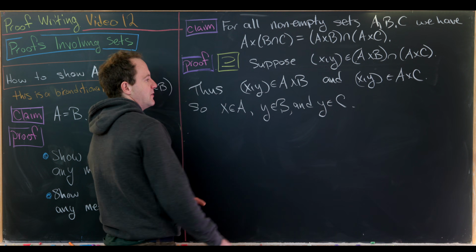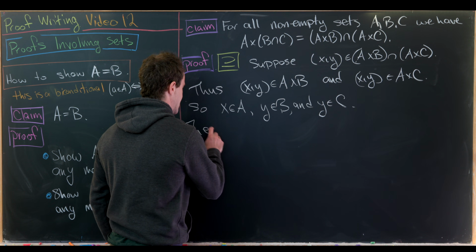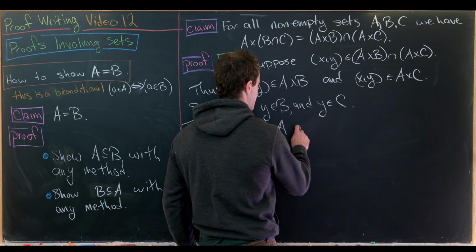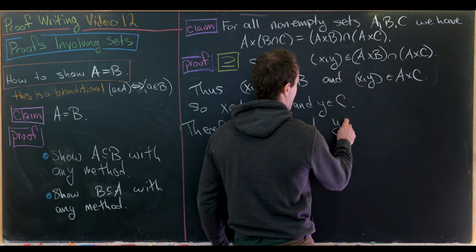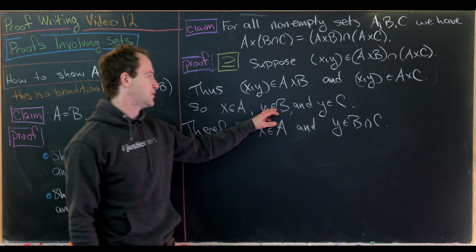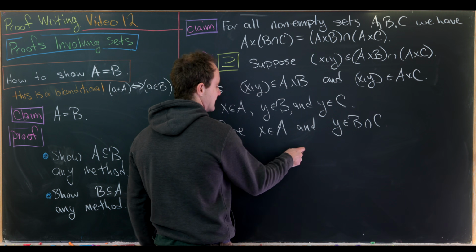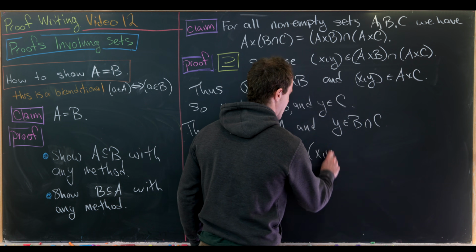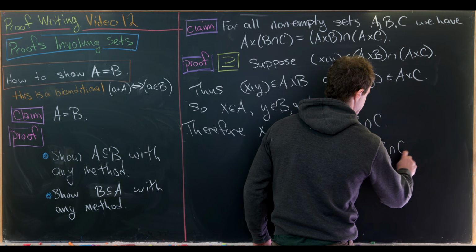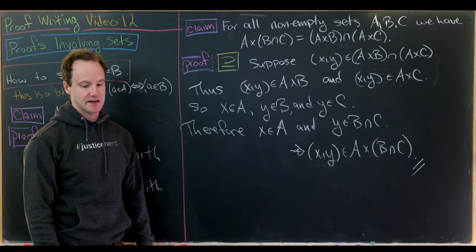Okay, good. But now we'll put these back together. So we might say something like, therefore, x is in A and y is in B intersect C. So that's putting this and statement back into an intersection. But then we can finish it off. This means the ordered pair xy is in A cross B intersect C. But that finishes this direction off as needed.